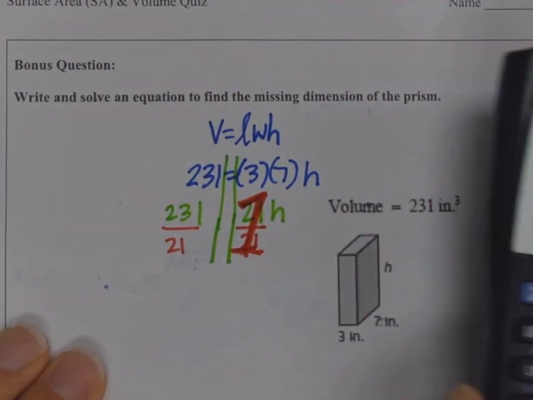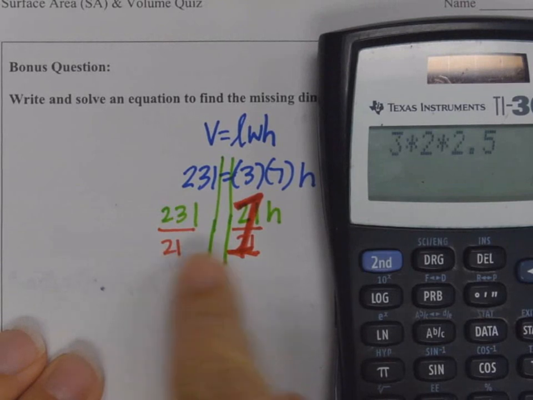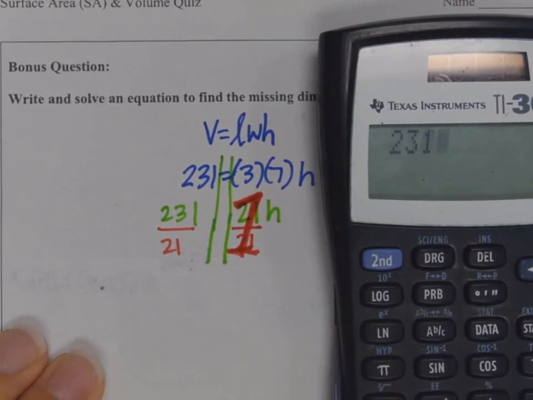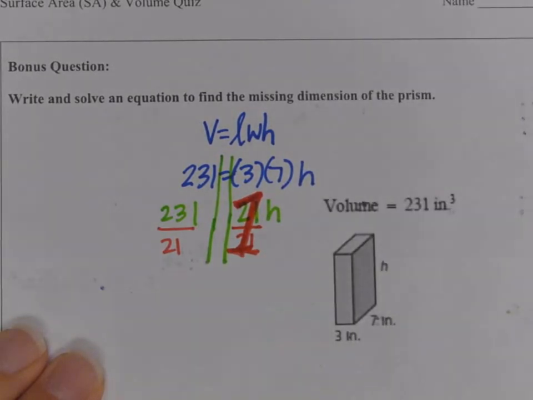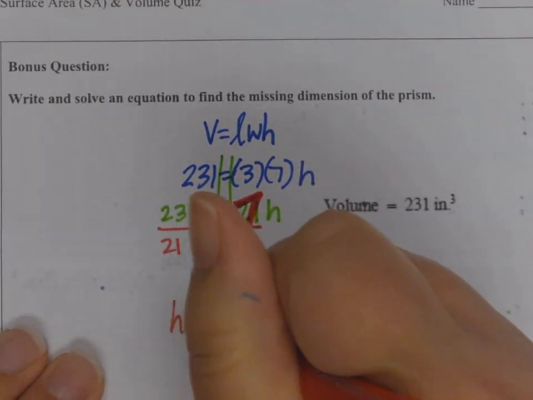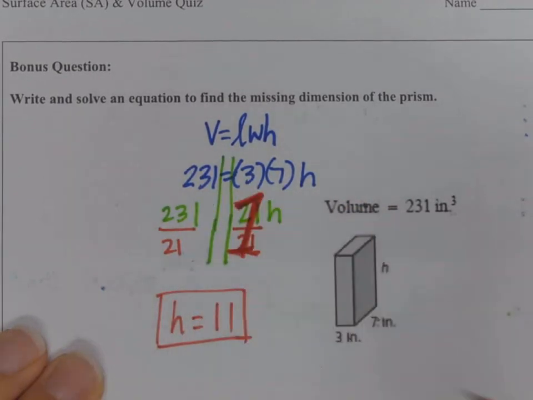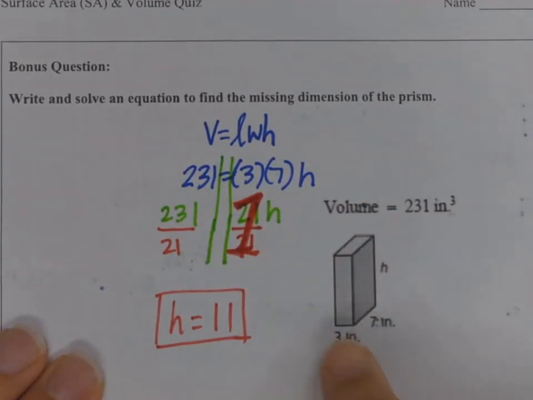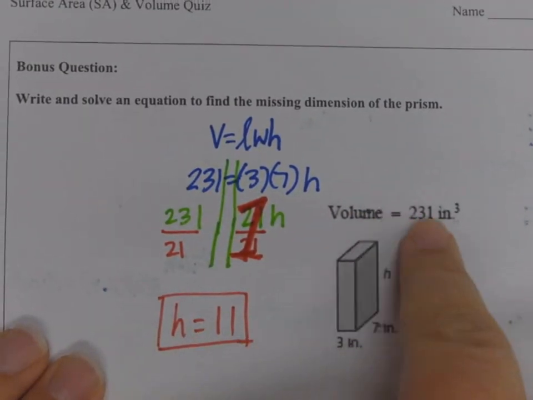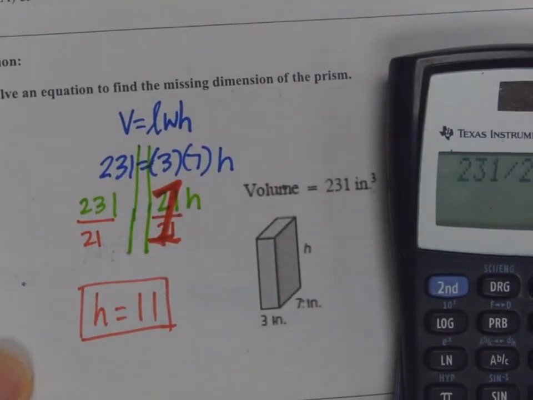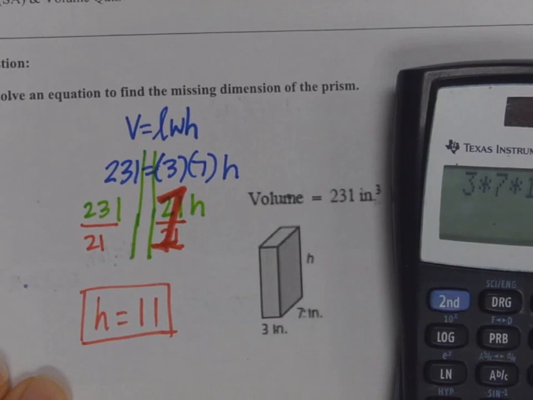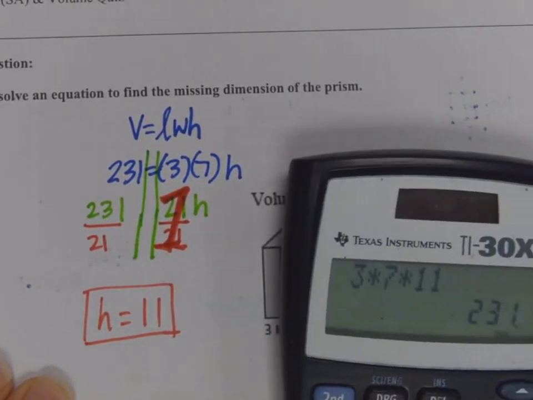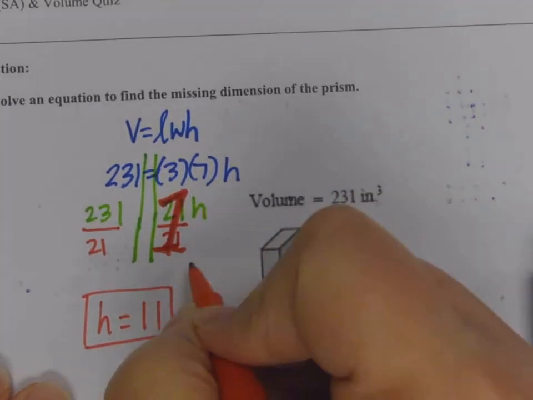Okay, so I'm just going to grab my calculator and I'm going to solve this. 231 divided by 21, which equals 11. So I got my height equals 11. Let's plug it back in and see if that's true. I should be able to do 3 times 7 times 11 and get 231. That's the cool thing about equations. You can always check to see if you got your answer correct. So 3 times 7 times 11 equals 231. So we know we got it correct.